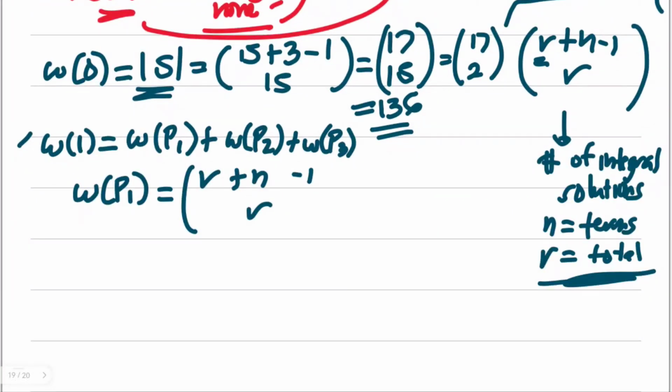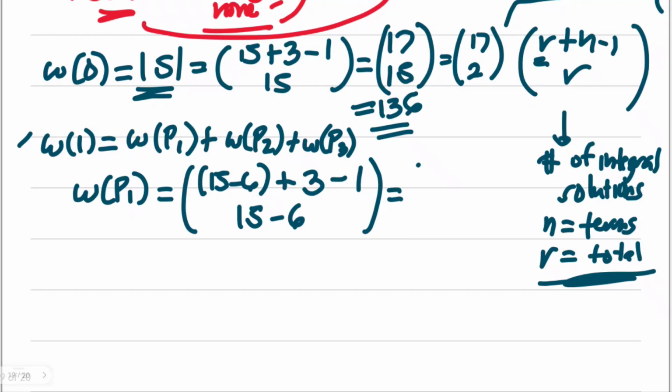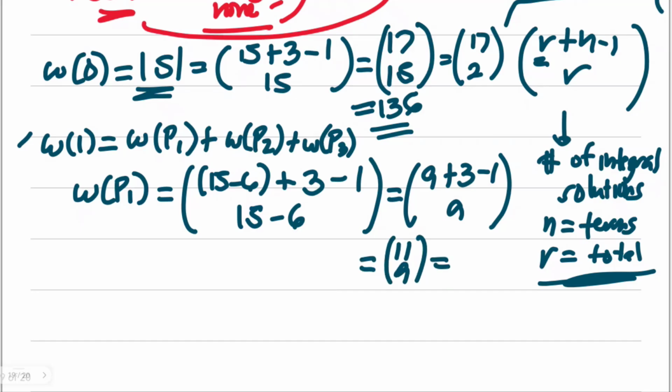So in short, our r is actually 15 minus 6, plus our n, the number of terms, 3 minus 1, still taken 15 minus 6. That is because the possibilities for our p sub 1 are all those 0, 1, 2, 3, 4, and 5. 6 terms are subtracted. So this stands for 9 plus 3 minus 1 combination 9, which is equal to 11 combination 9. That's actually equal to 55.